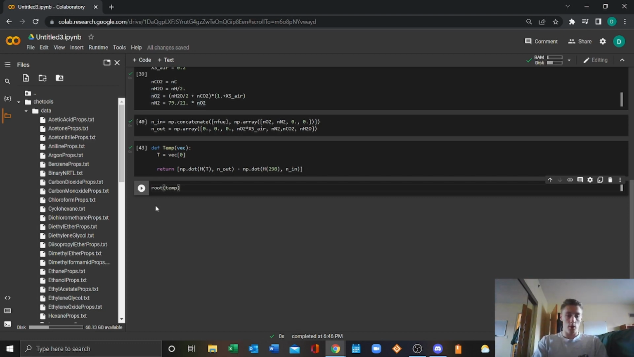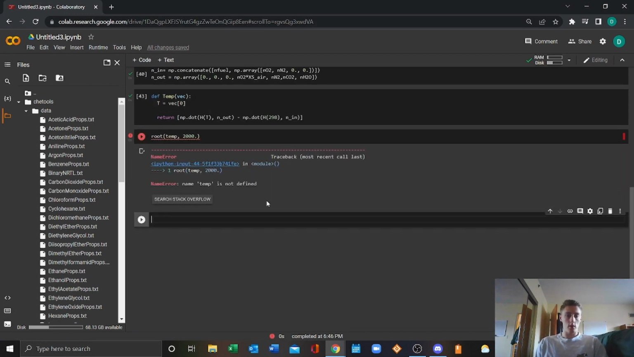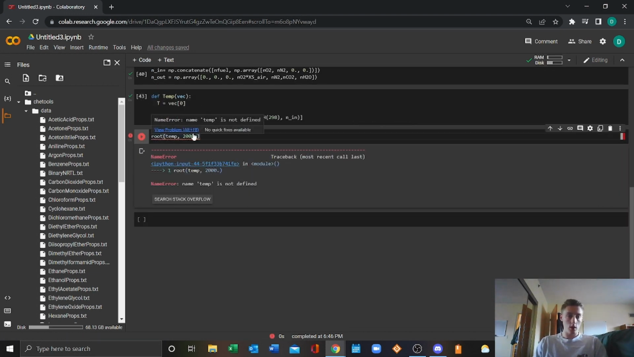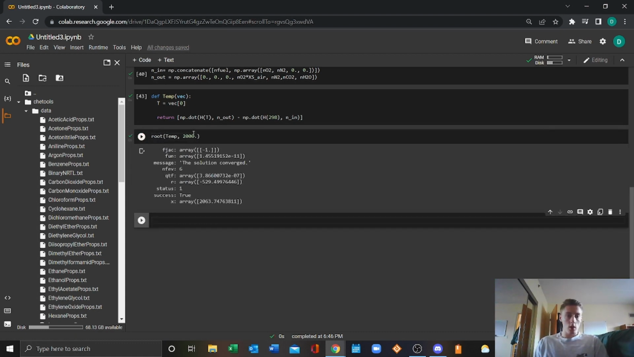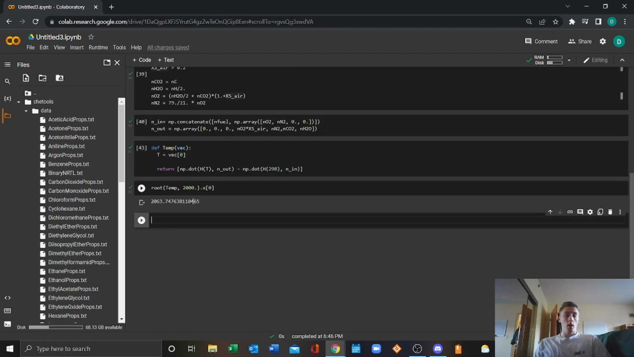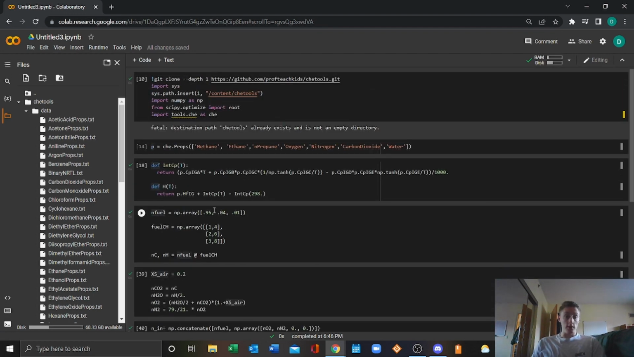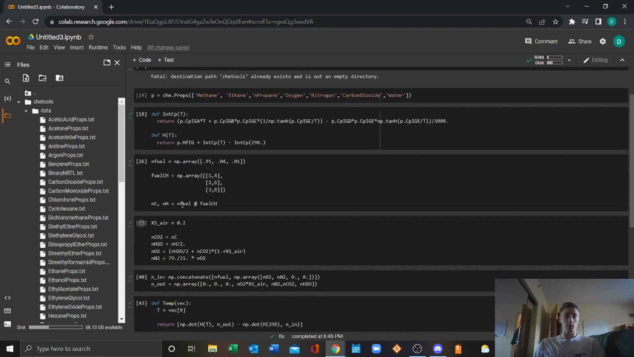So now we're ready to use our root function. So root temp, and then we'll just give it a guess. So 2000 kelvins. Let's see what we're getting. There we go. So 2063 kelvins, a very pretty hot flame is what we got.